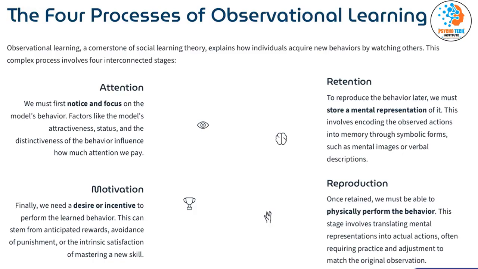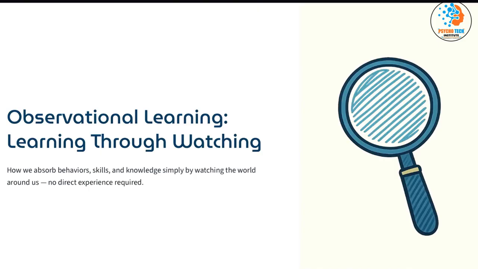First is attention, where we focus on the behavior of a model. Second is retention, where we store what we observed in our memory. Third is reproduction, where we try to perform the behavior. And finally, motivation, which determines whether we actually imitate the behavior or not. All these stages work together to make observational learning effective.